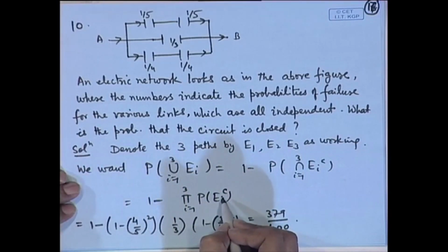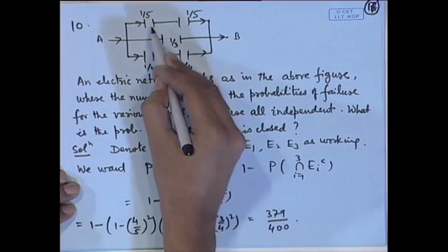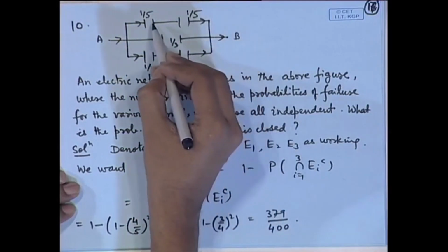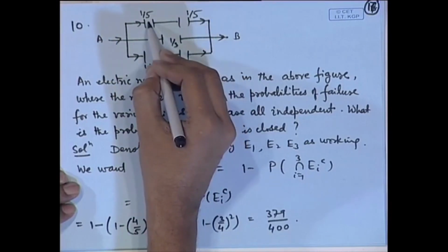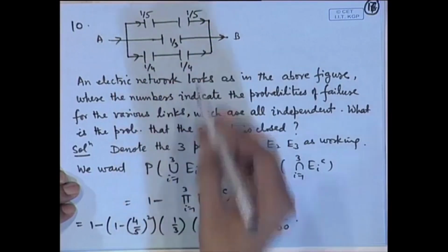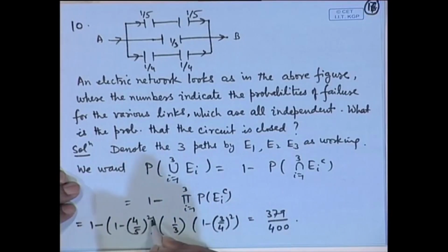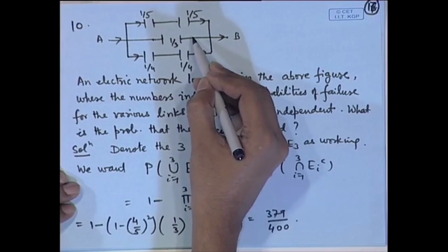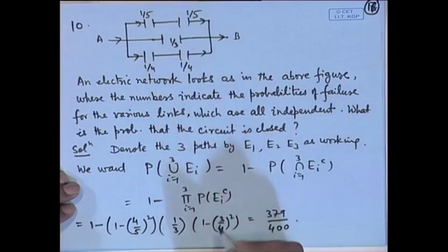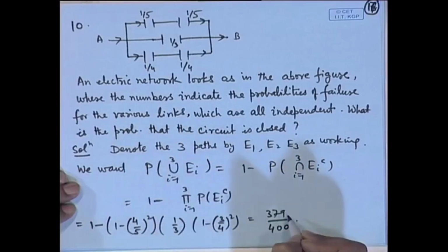So, E1 complement means that this circuit is not working. It is not working if either of these is failing, or it is working if both are working, that means (4 by 5) square. So, it becomes 1 minus (4 by 5) square. This will not work with probability 1 by 3, this will not work with probability 1 minus (3 by 4) square. So, after simplification it becomes 379 by 400, which is pretty high.